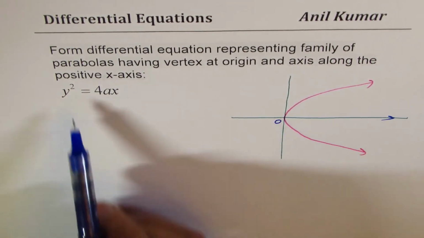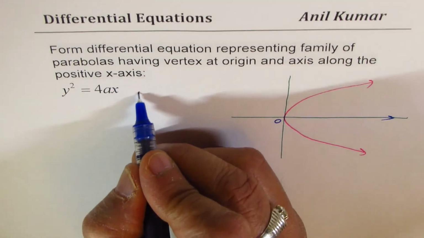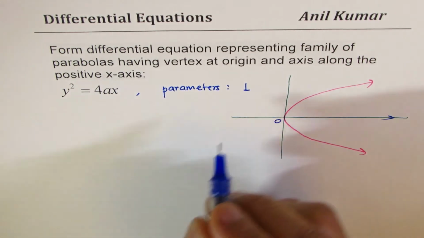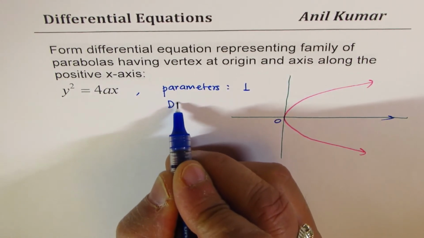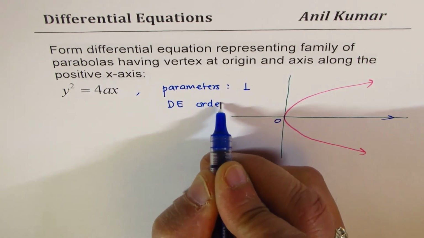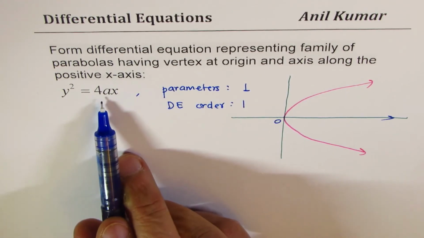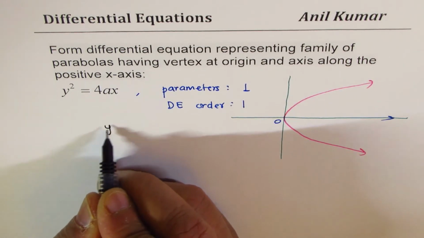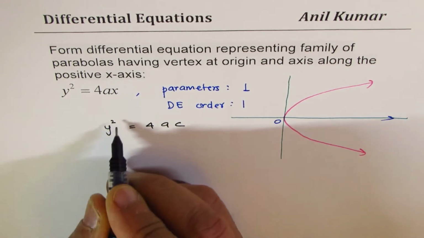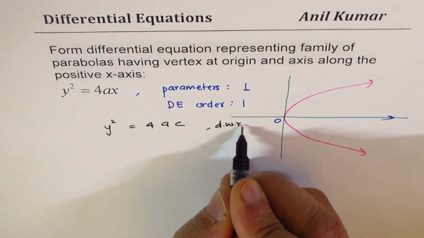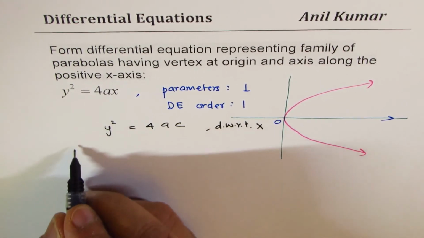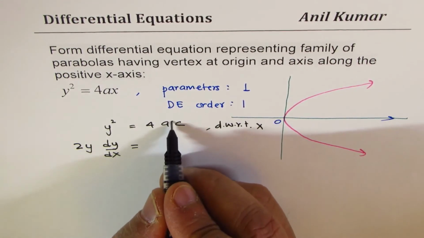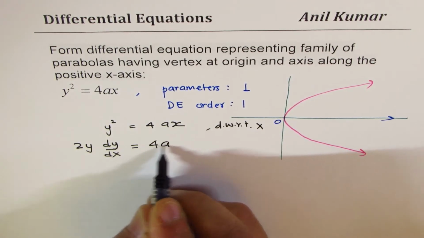The standard equation of this curve is y square equals 4ax, right? Now in this, look for parameters. How many parameters do we have? Only one, a, right? So the order of the differential equation will be how much? 1. In one differentiation, we have to eliminate a. That is what we're trying to see. Is it okay? So let's do it. We have y square equals 4ax. If I differentiate with respect to x, the independent variable, I get 2y dy/dx equals, this was x, right? So equals 4a. Perfect. So we get our equation.